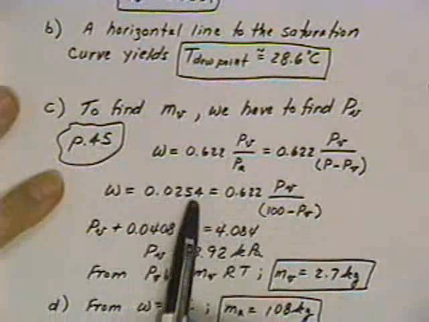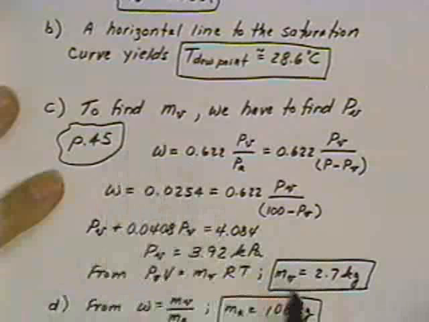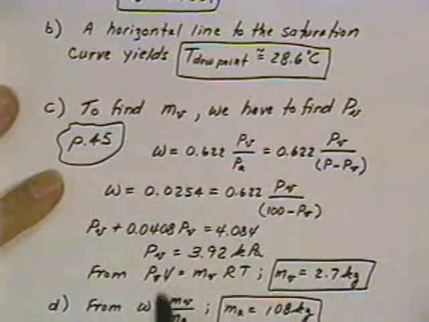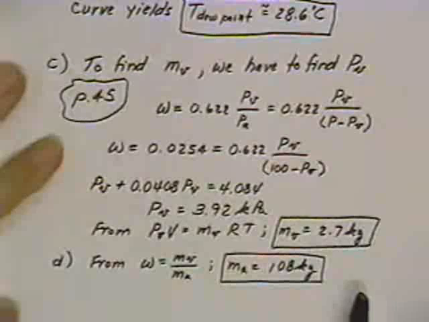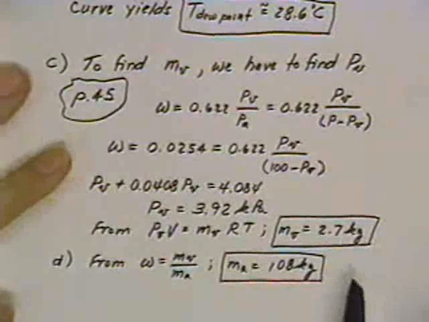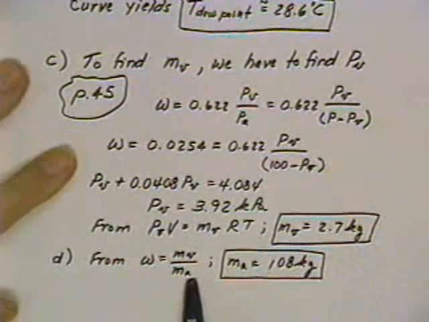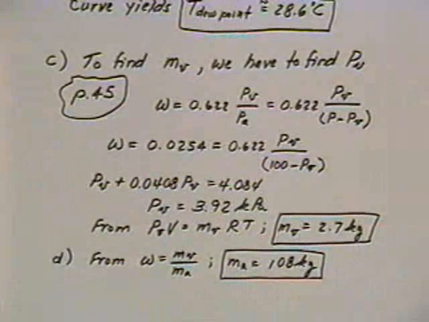The difference is, I think this number was 0.0255 before, and 0.0254 was what I read off the psychrometric chart. So we're pretty close. You calculate the mass of the vapor then from PV is equal to MRT, and you end up with the mass of the vapor is 2.7 kilograms. I think that's real close to, I think we got 2.72 kilograms before. And then if you use the humidity ratio, omega is the mass of vapor over the mass of air, then you calculate the mass of air to be about 108 kilograms.